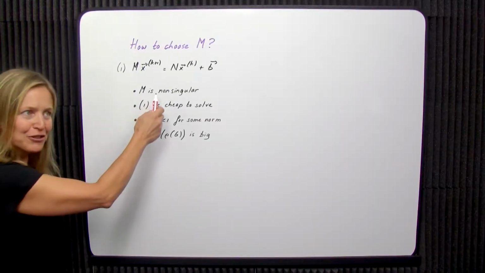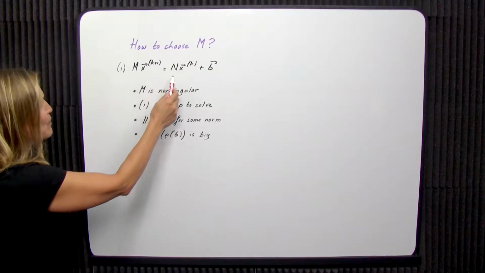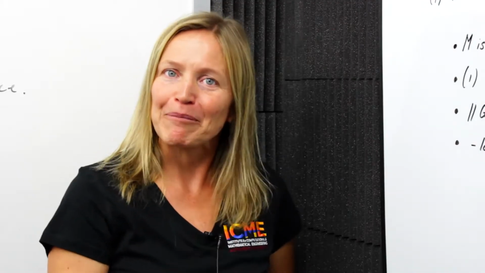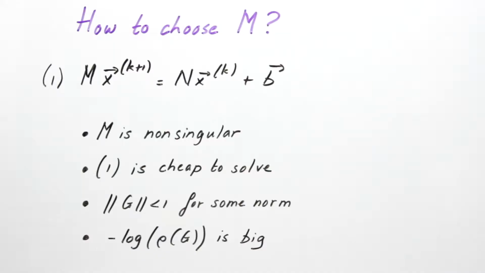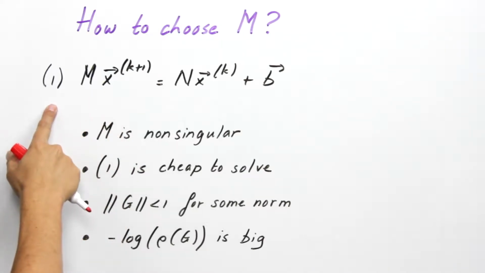Hi and welcome back. When we're designing a stationary iterative method of this form, Mx_{k+1} = Nx_k + b, the crux really is in the choice of M. Now in the other core videos in this JOLT, we talked about many criteria, and here I'd like to summarize them for you. The first criterion is that M is non-singular. If M was singular, then we wouldn't be able to solve this first equation.